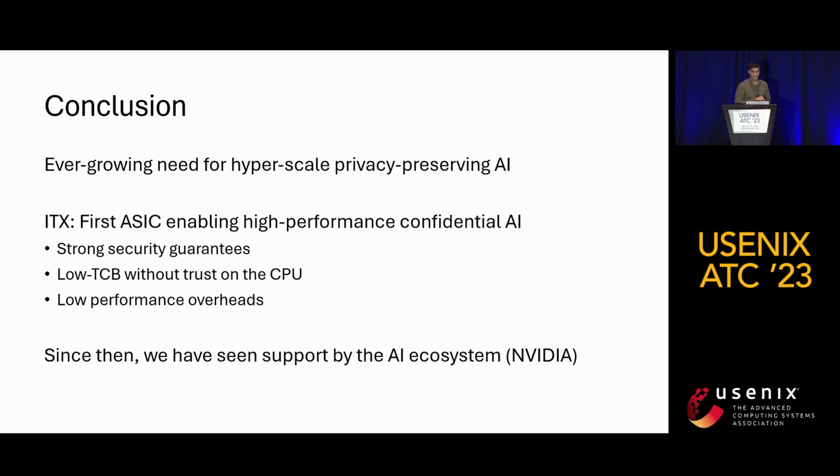To conclude, I really believe that, for the foreseeable future, we will need infrastructure for hyperscale privacy-preserving AI. In this work, I showed you the first ASIC that enabled high-performance confidential AI with strong security guarantees, a low TCB without trusting the CPU, and low performance overheads. Since then, we've seen support by the AI ecosystem, mainly NVIDIA GPUs. But we really hope that our work will serve as a blueprint for future confidential computing hardware. Thanks. I'll take questions.